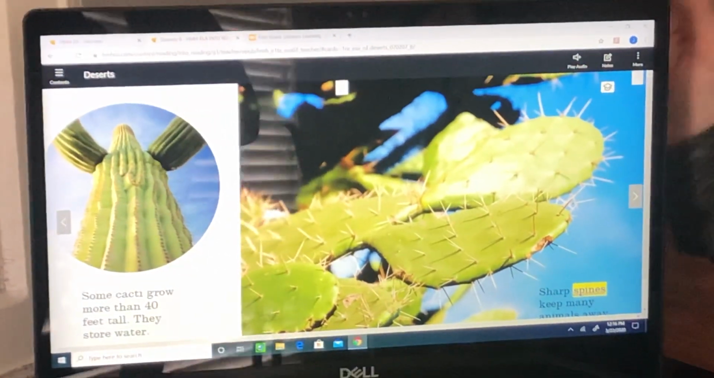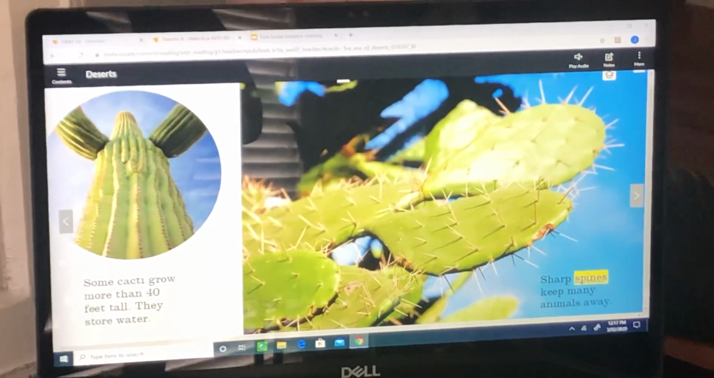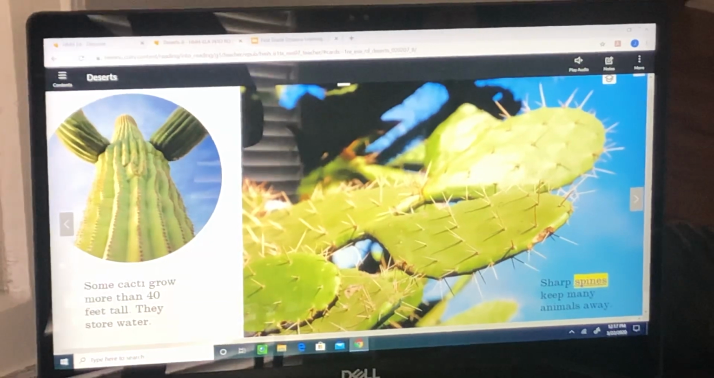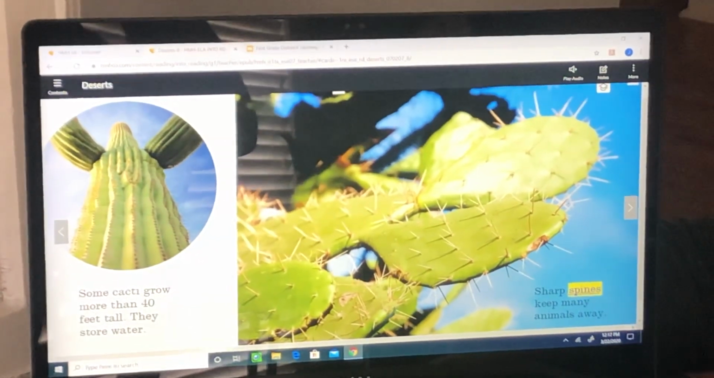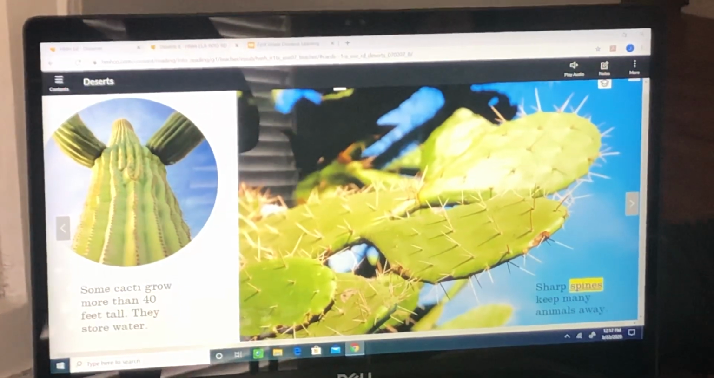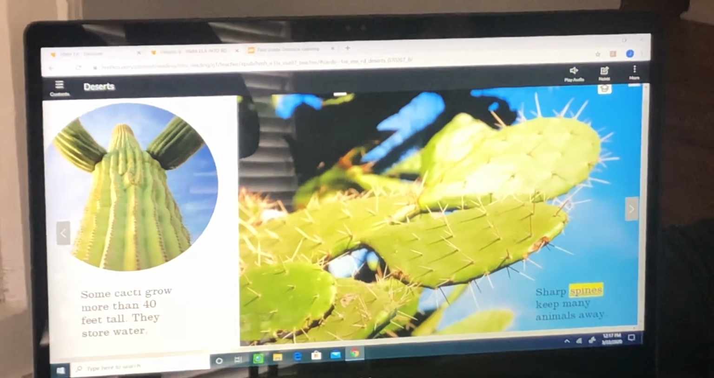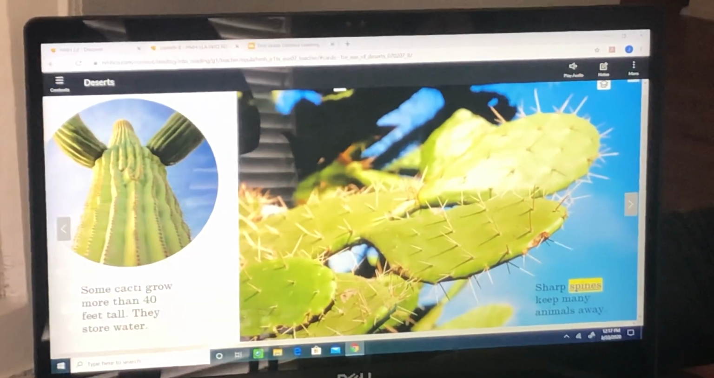Oh, here we go. Here's a favorite word of mine. Some cacti grow more than 40 feet tall and they store water. Now look at this word cacti. When I see that, I think, ooh, that's a cactus. Well, cacti is the plural form of cactus, right? Or is it the opposite way around? It's that way.